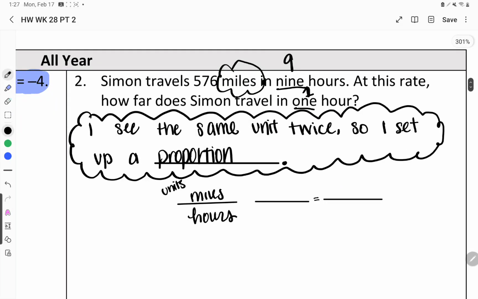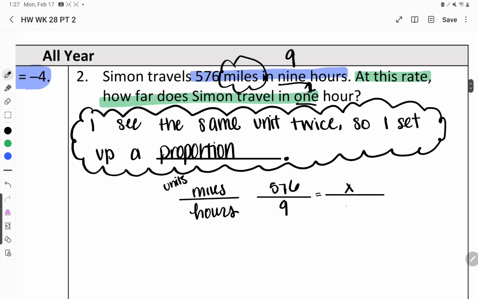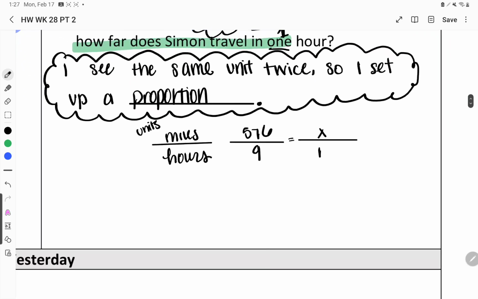Okay, in the first sentence, how many miles do we see? 576. In the first sentence, how many hours do you see? I see 9. In the second sentence, how many miles do you see? I don't see any miles in the second sentence, so I'm going to put an X there. How many hours do you see? 1.